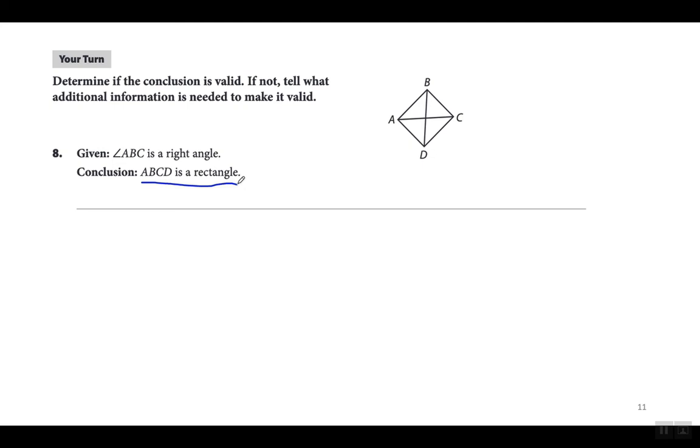Okay? So, given that angle ABC is a right angle, I'm sorry, I read that wrong. Given that angle ABC is a right angle, can we conclude that ABCD is a rectangle, yes or no? Think about that while I repeat it in Spanish. Again, if angle ABC is a right angle, can we conclude that this is a rectangle, yes or no?